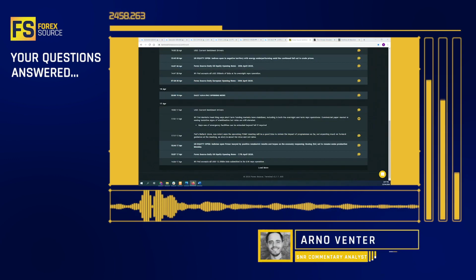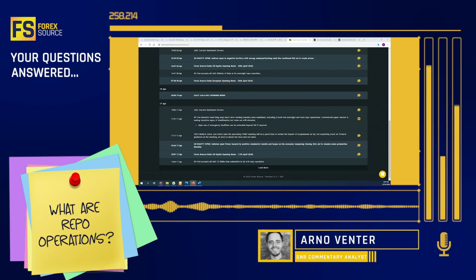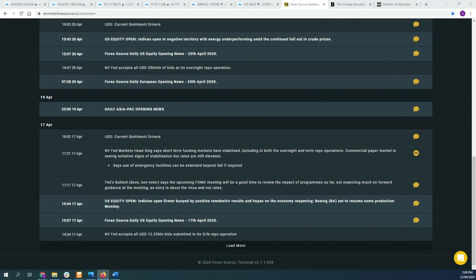Just following up on a question here from Damith asking us what exactly repo operations are and how we can use them in our trading. First of all, thanks for the question, Damith. We've had this question quite a couple of times already, so it is worth taking a little bit more time to explain exactly what these are.